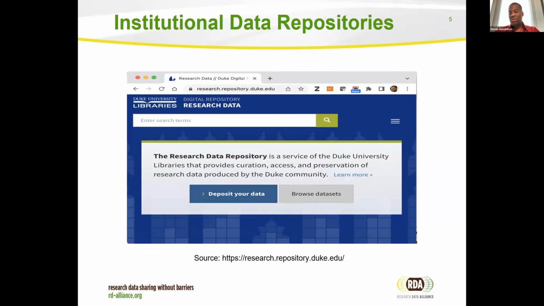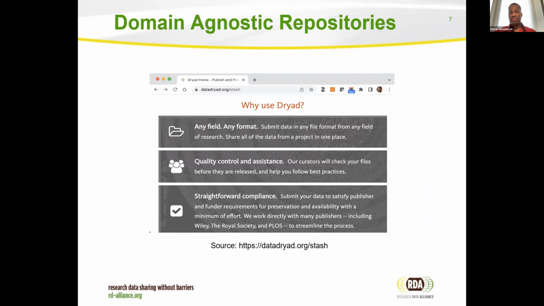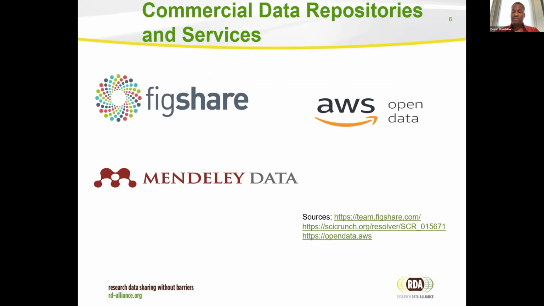These repositories range from institutional data repositories like Duke University's Research Data Repository, to domain repositories like HEPData, which, I don't know if it's HEP or HEAP, I've not used it, but it's a repository for publication-related high-energy physics data. To domain-agnostic repositories, such as the Dryad digital repository. There are also commercial data repositories and services available, such as Figshare, Mendeley Data, and Open Data on Amazon Web Services.